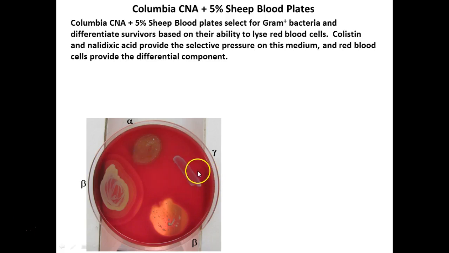With gamma, is there any destruction to the red blood cells? No. Gamma hemolysis actually means no hemolysis. And actually, that was the easiest question on your guys' lab report. You literally could have written just no.